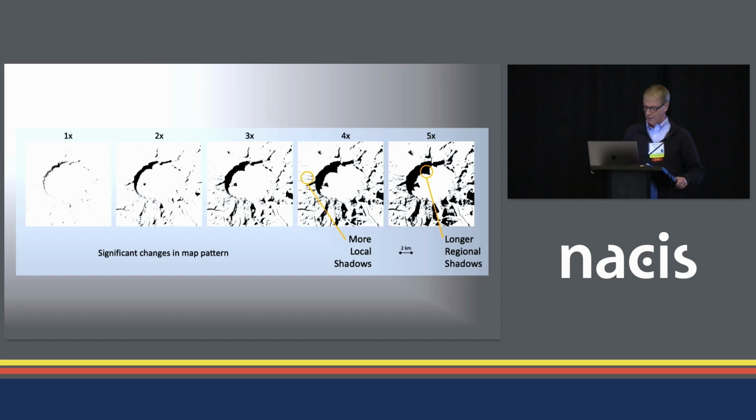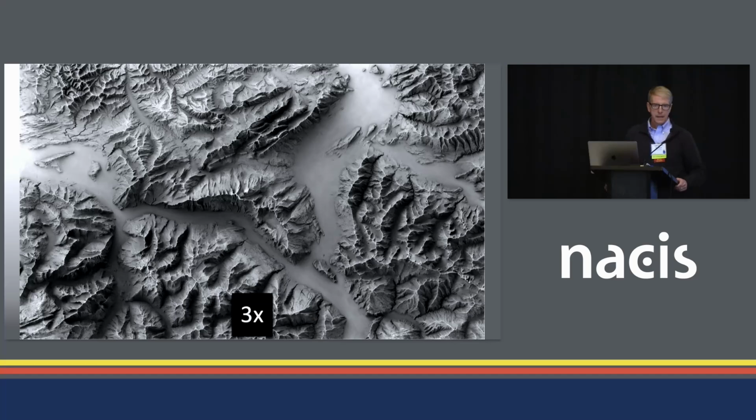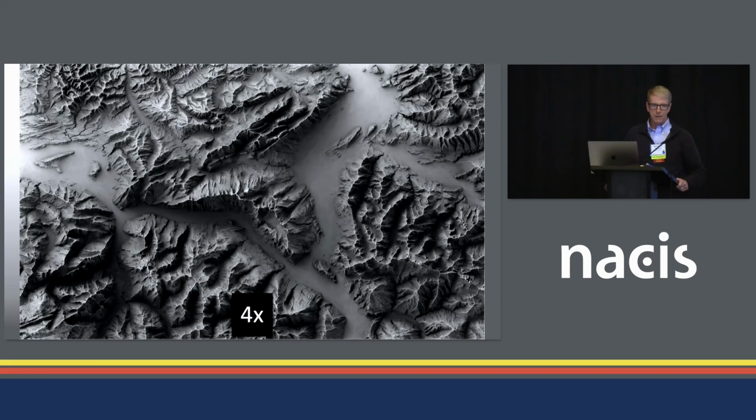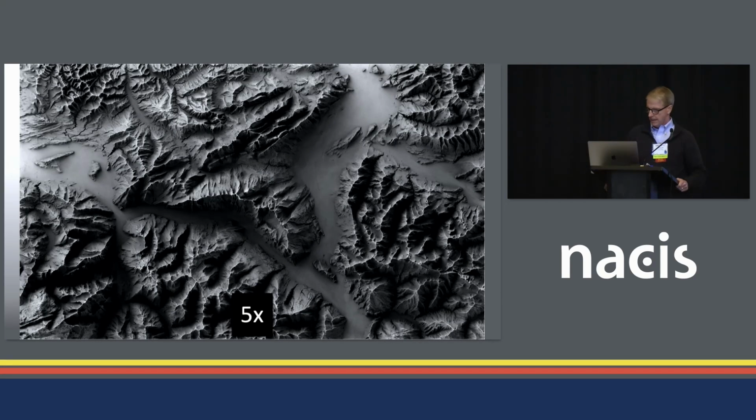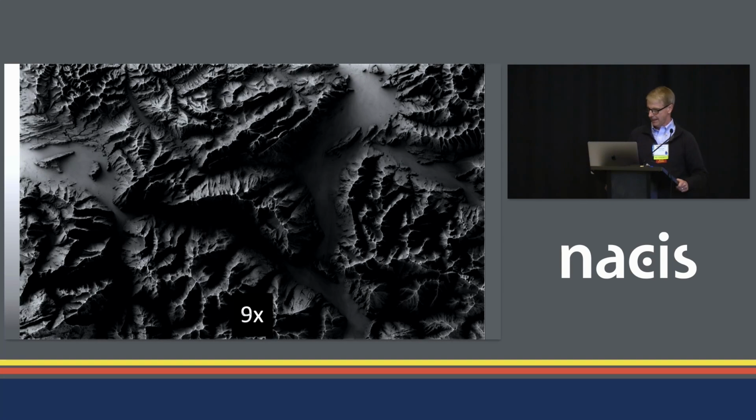For this example, we'll go back to the Traversten area in Switzerland, and we'll start out with 1 times vertical exaggeration. And once again, this is shadows only. There's no relief shading here at all. And now we're going up through, after a while, shadows are on top of shadows, and it gets pretty dark, but that's the sort of effect that we're seeing.